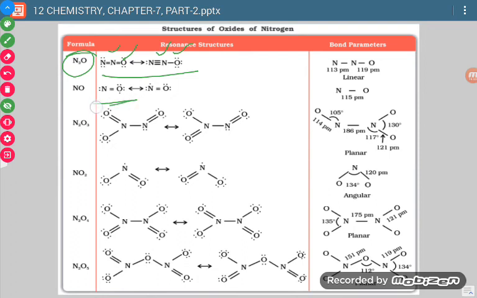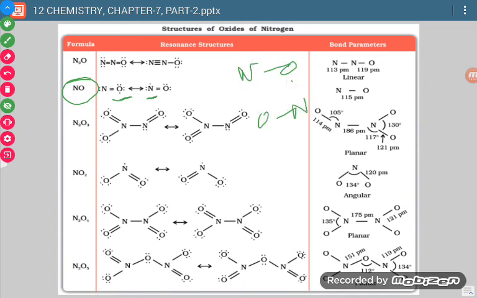Similarly for NO, N double bond O, this way or this way. One unpaired electron you can show either at oxygen or at nitrogen. So this molecule is an odd electron molecule, okay, and it also exists as a dimer like this. There is bond formation like this. This is one molecule, this is another molecule. So it also exists as a dimer.